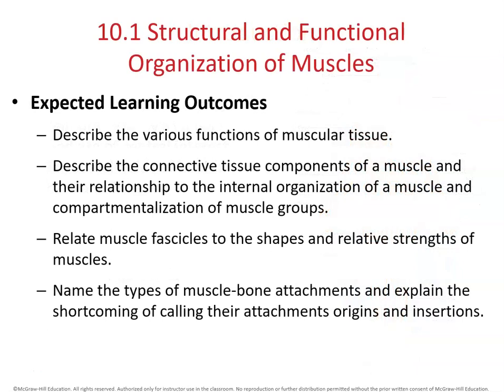In this section, section 10.1, corresponding to your textbook, we'll be talking about the different functions of muscle tissue. We'll talk about the connective tissue compartment that the muscle tissue is situated in and its relationship to how muscles are organized. We'll talk about muscle fascicles and how the shape of those fascicles relates to the relative strengths of various muscles. And we'll also talk about how muscle-bone attachments work and some of the shortcomings when we're talking about origins and insertions.